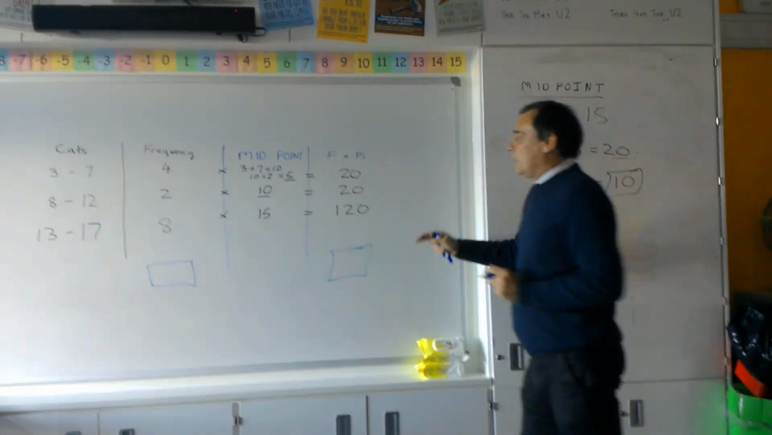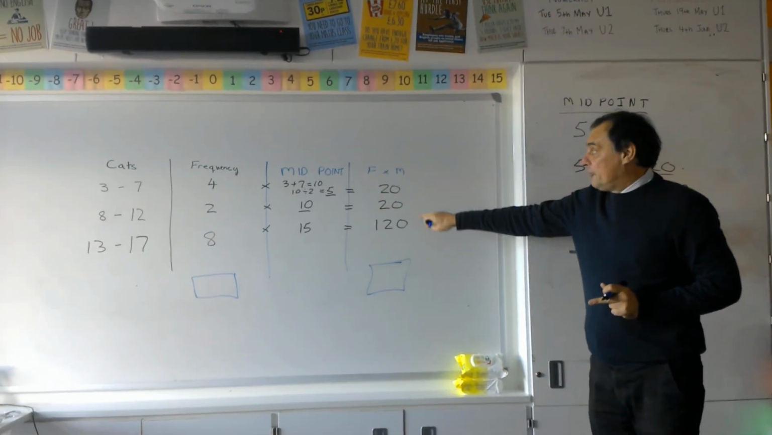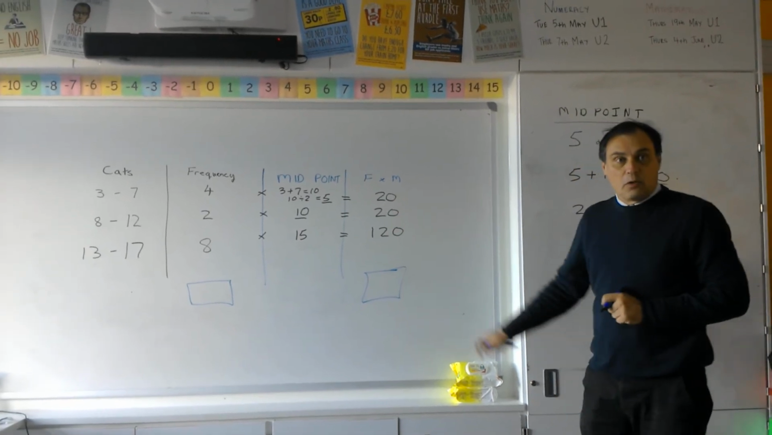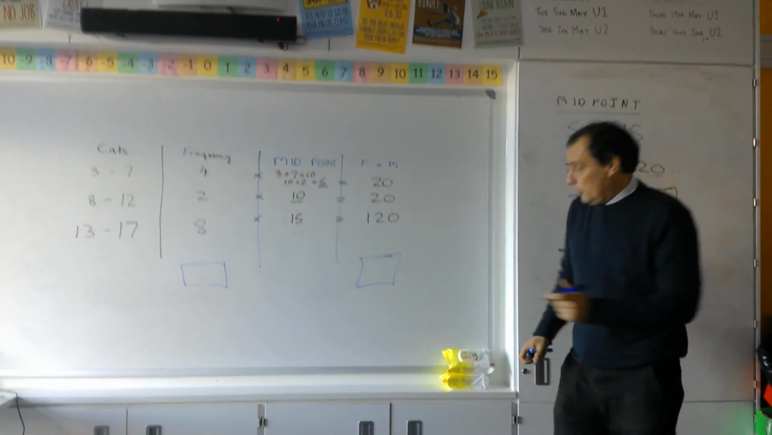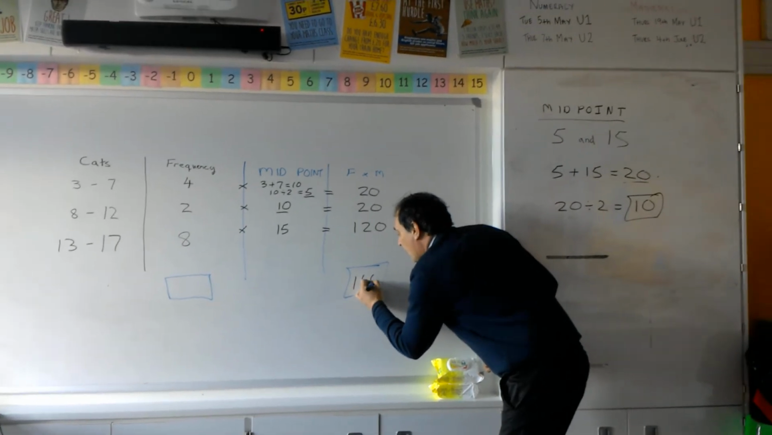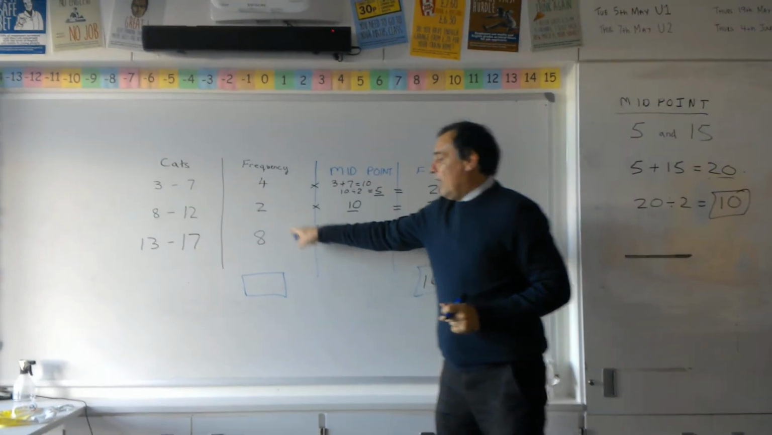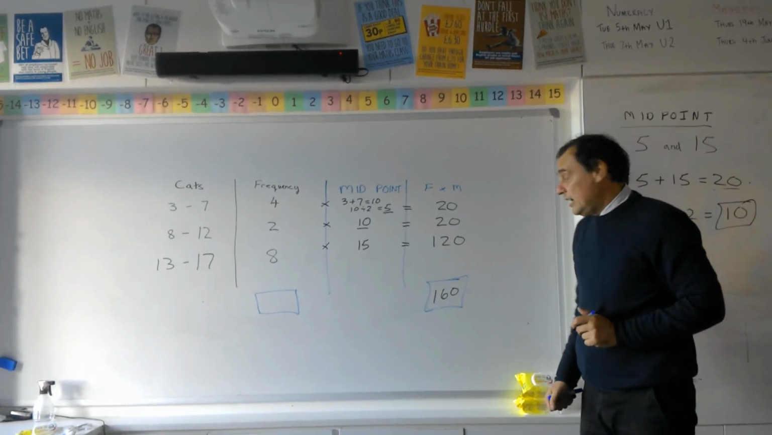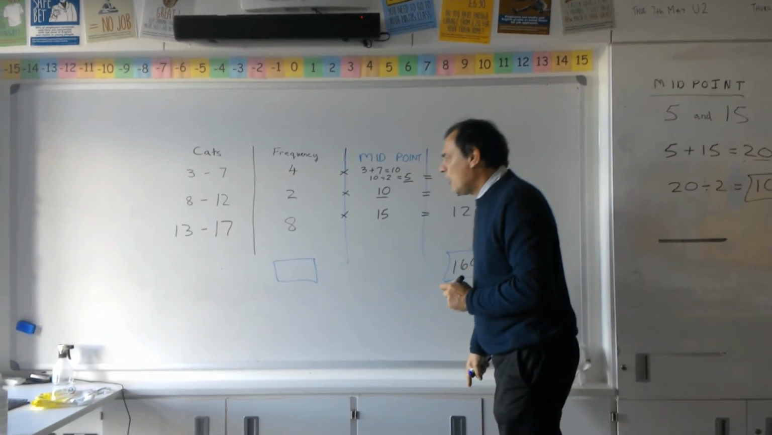So, what we add now, we add up our F times M column. We add up all the numbers in that. That's 160. And then we've got to add up all of these numbers here. 14. Excellent.